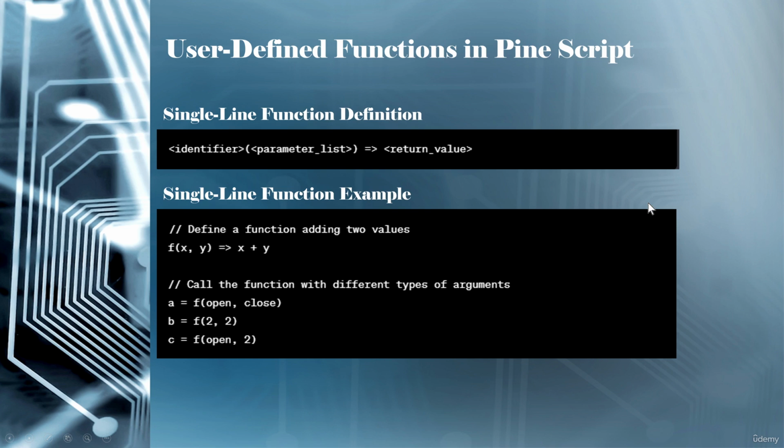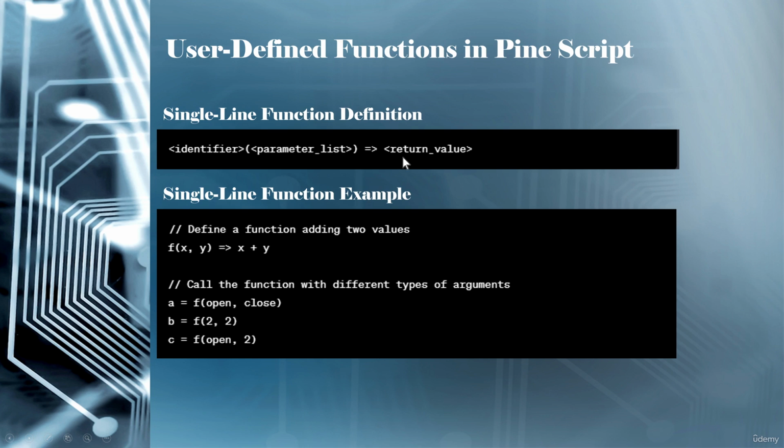Now let's study single-line function definitions. Simple functions can be concise and expressed in a single line. The structure of this is as follows: identifier, parameter list, arrow, and return value.